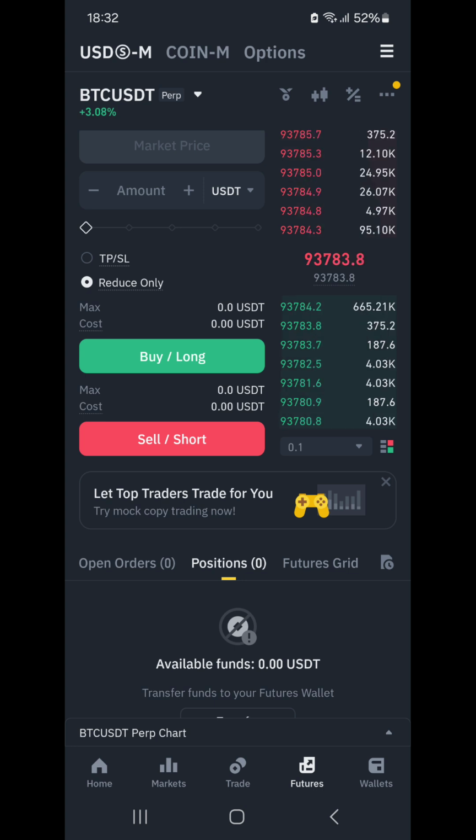Why is it important? The mark price determines two critical aspects of your trading. One, your unrealized profit or loss, that's the P&L, while the position is still open. Two, your liquidation price. I've talked about liquidation, where your margin is not enough, and then we have a margin call, and then eventually you are kicked out of the market.